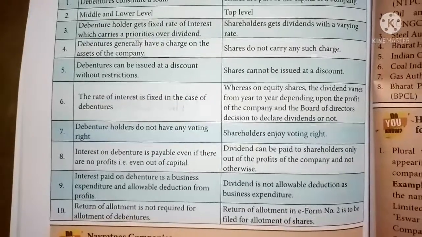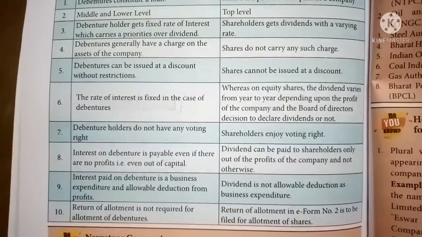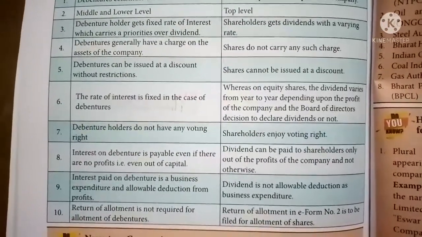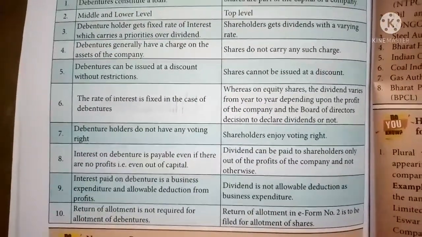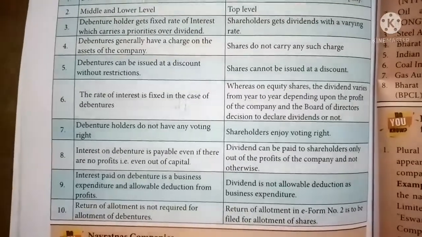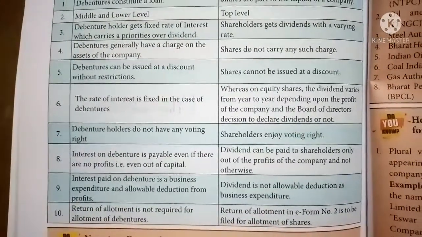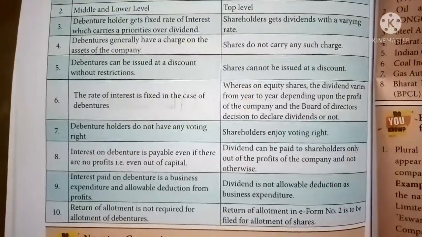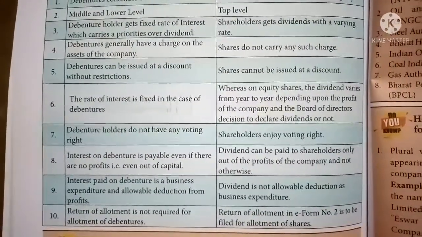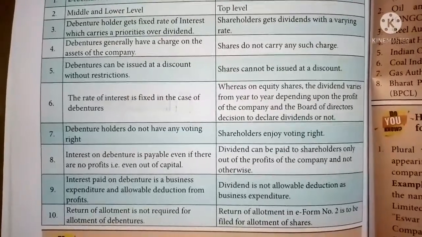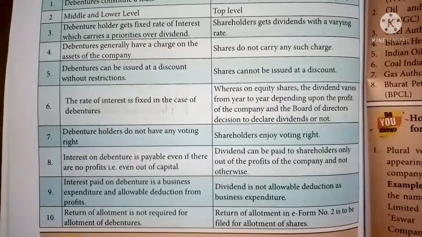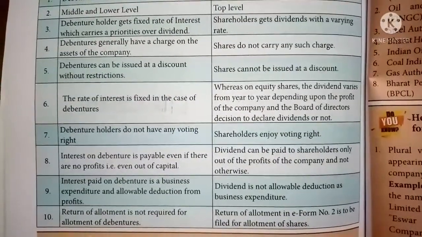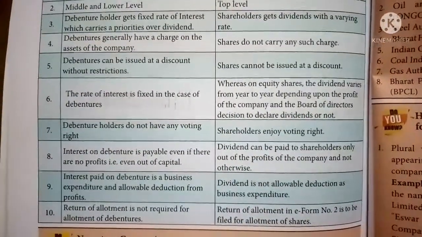Return of allotment is not required for allotment of debentures. So in the case of allotment of debentures, the return of allotment will not be required. But in the case of a share, a return of allotment in the form of E number 2 is to be filed for allotment of shares.